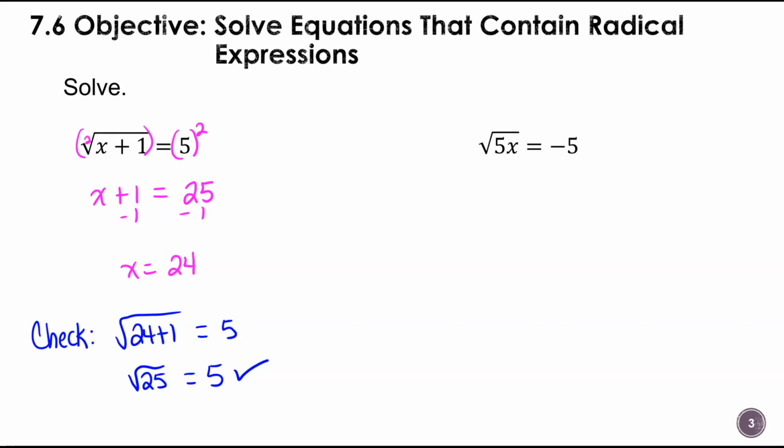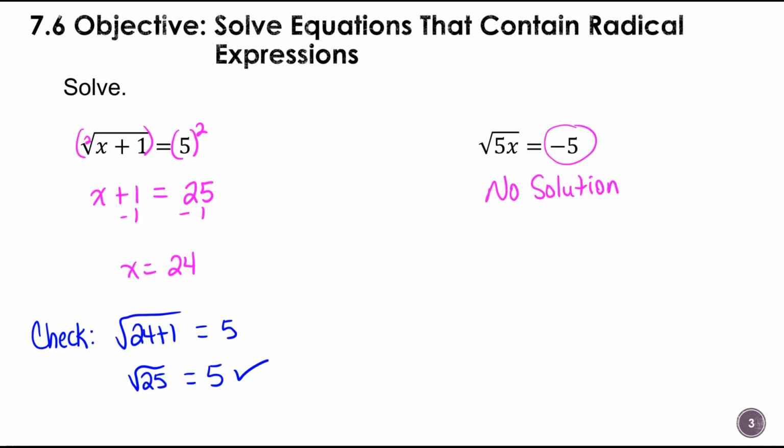Okay, on the next equation, it's also a square root, but it's equal to a negative number. And so this actually means that we will have no solution in this case, because it's not possible to take the square root and get an answer that is negative 5. So just because of this, I can say no solution.